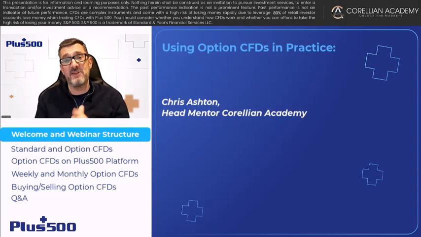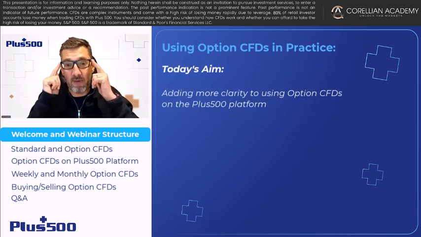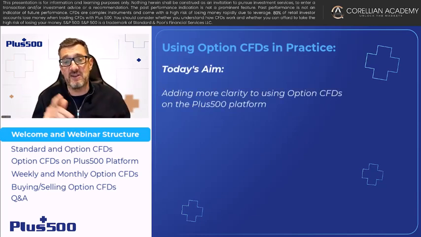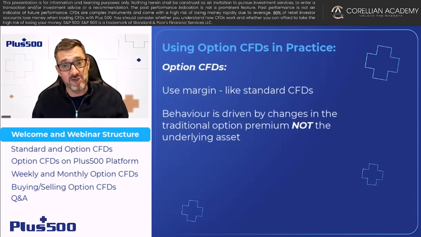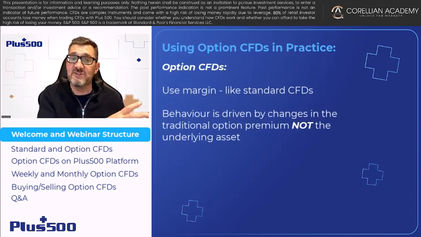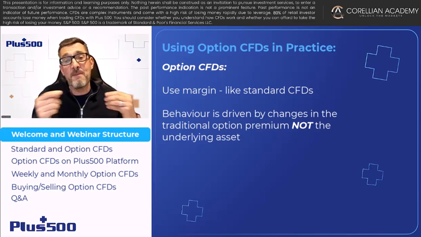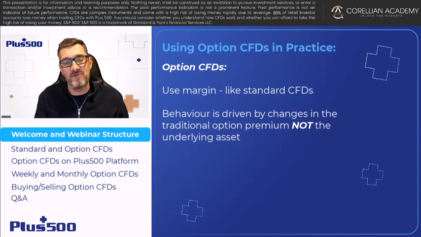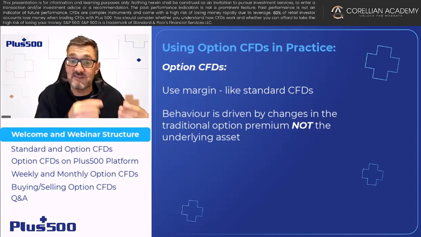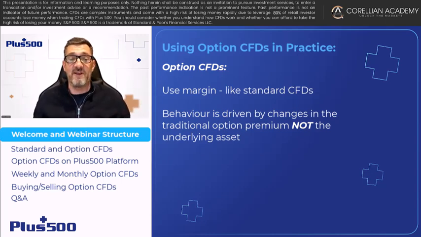I'm Chris Ashton, head mentor at the Corellian Academy, and this session is all about bringing more clarity to using option CFDs on the Plus500 platform. Like standard CFDs, they use margin, but as we covered in our first option CFD webinar back in January, their behavior is driven by changes in the premium of the traditional option, not the underlying asset itself. Understanding that difference is essential if you want to use them effectively.